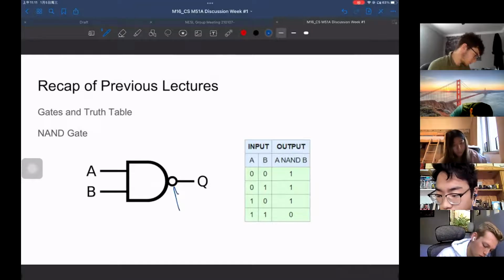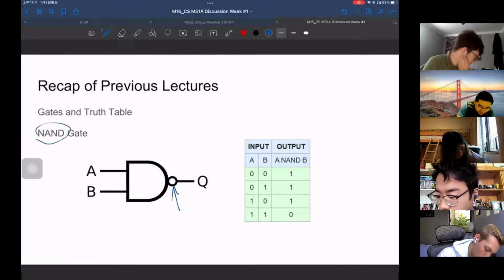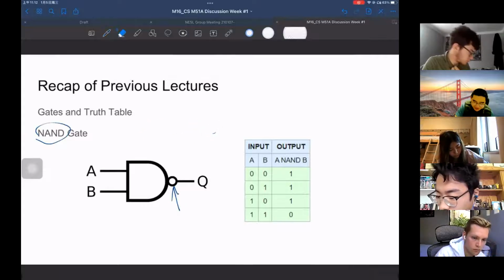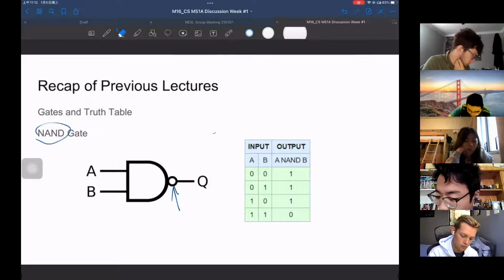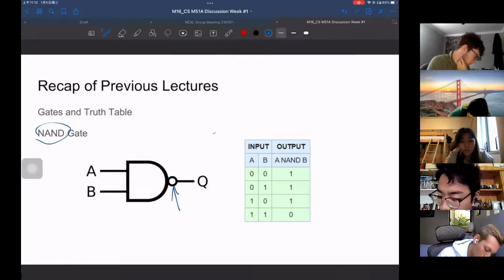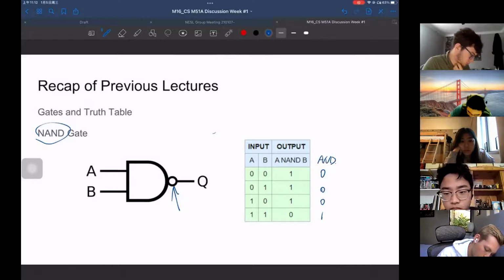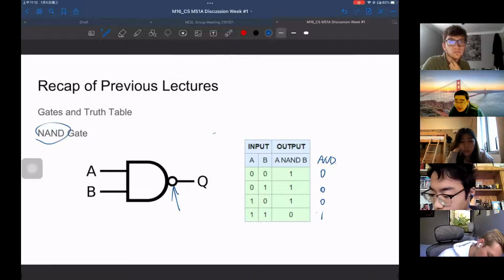Whenever you see a small circle at the output, it will invert it. So remember, this is called a NAND gate, not AND, but it's called a NAND. I'm just helping you memorize it. NAND means not AND. So I'm adding a NOT here. Remember what's happening for the AND gate: 0, 0 will give 0, 0, 0, 0, 1. This is for the AND gate. So NAND means the opposite. So I just flip the output. That makes sense?